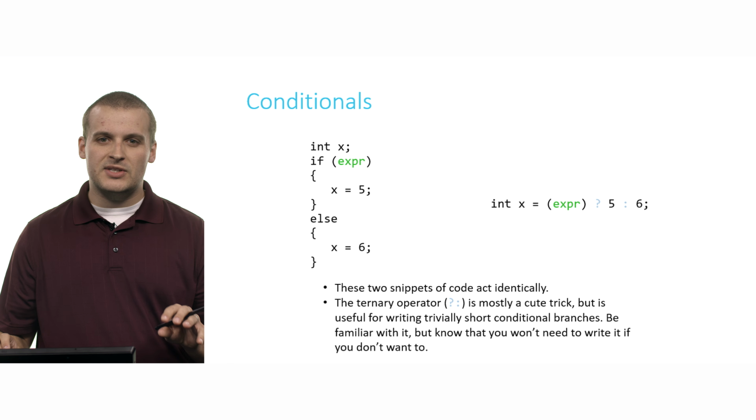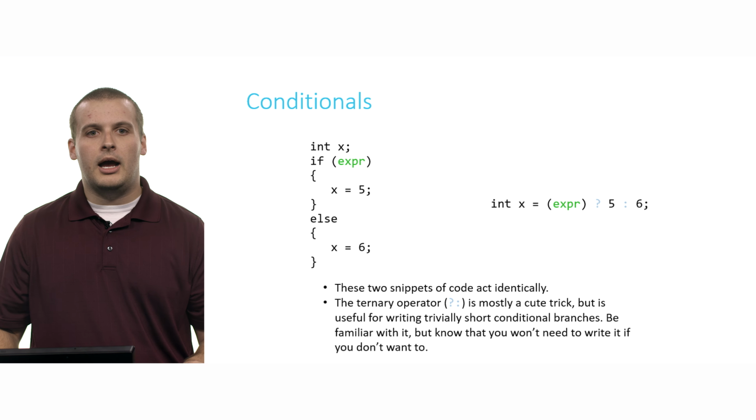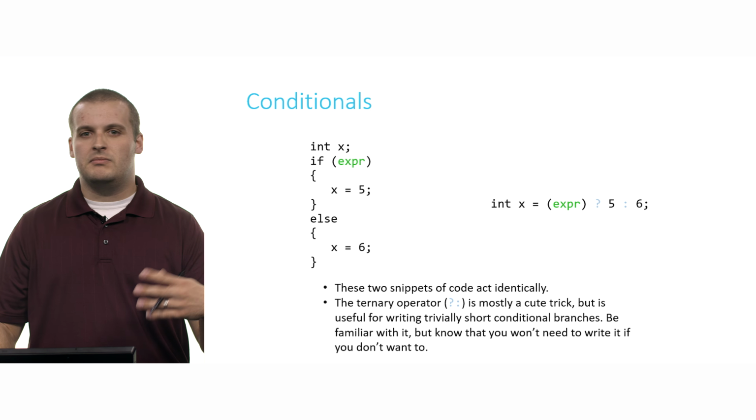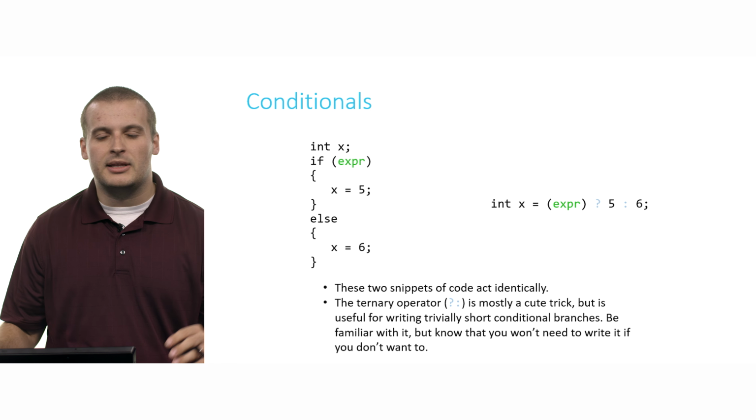So I have two snippets of C code here, one on the left and one on the right. The one on the left should probably be pretty familiar to you. I have int x, and I probably should have asked the user for it. This should probably be int x equals get int or something like that.